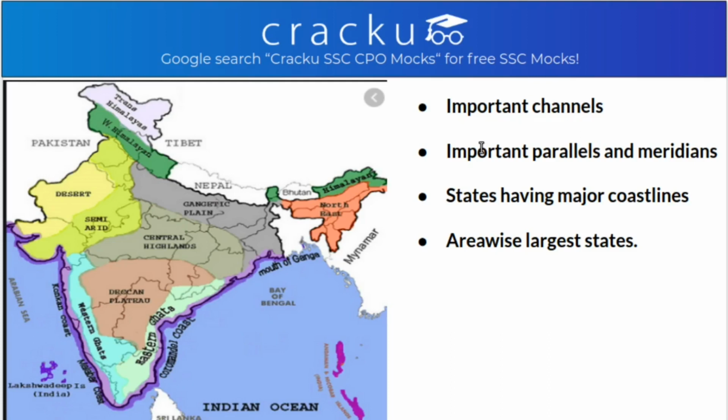Now let's see the states having major coastlines. They are the Andaman and Nicobar Islands, with a coastline of 1962 km; Gujarat, with a coastline of 1600 kilometers; Andhra Pradesh with a coastline of 974 km; Tamil Nadu with a coastline of 907 kilometers; and Maharashtra with a coastline of 720 kilometers.